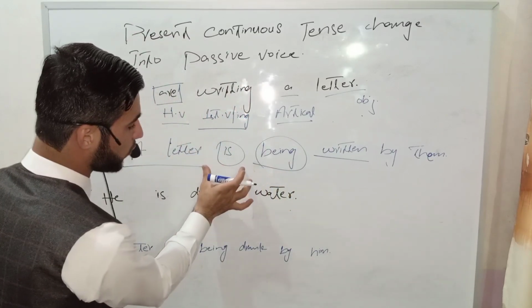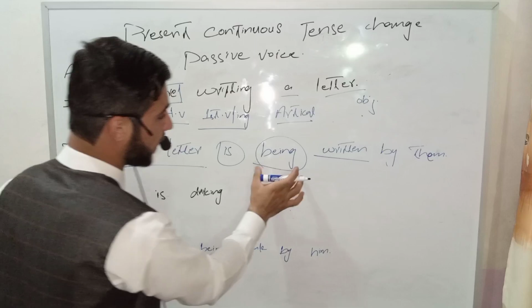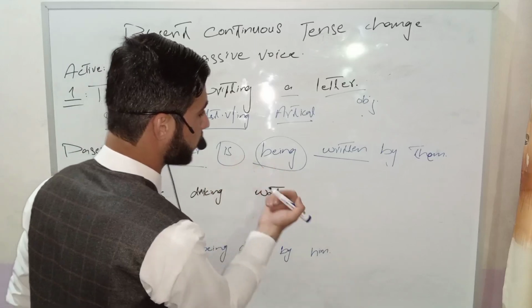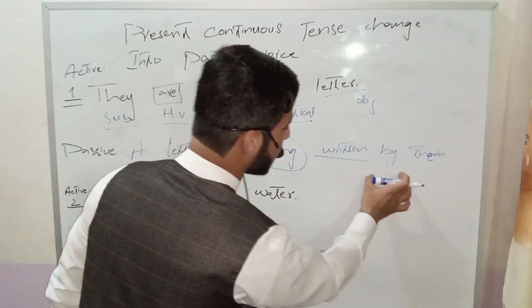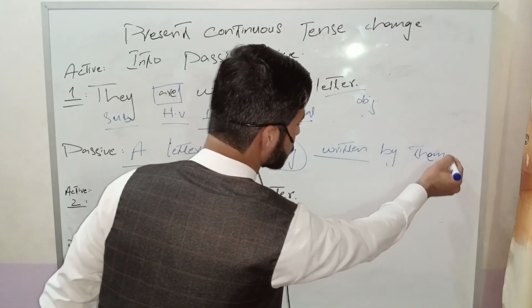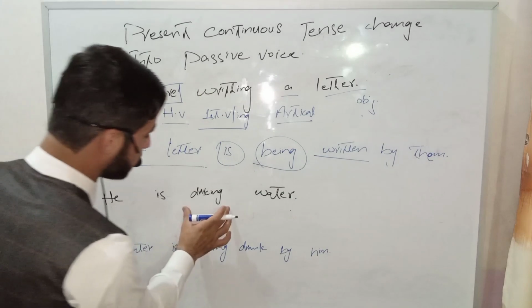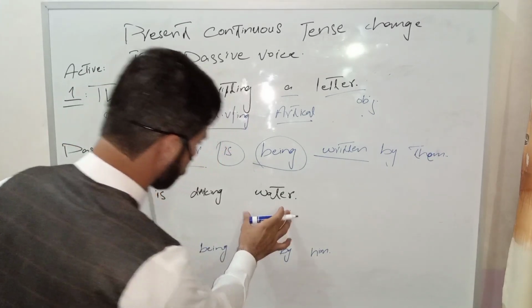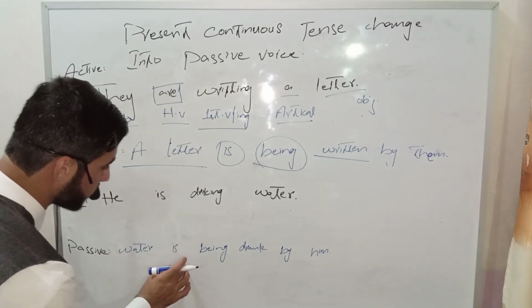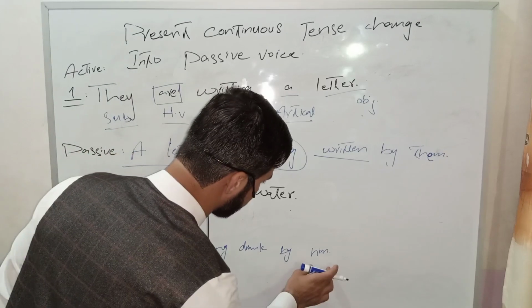We cannot change the helping verb. The tense is the same. Just we will write here after the helping verb "being". A letter is being written by them. This was our first sentence, and the second sentence is there. He is drinking water. Water is being drunk by him.